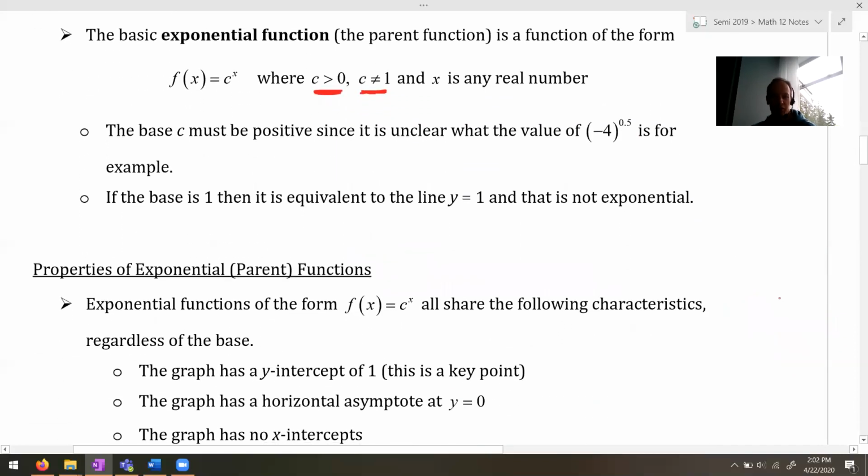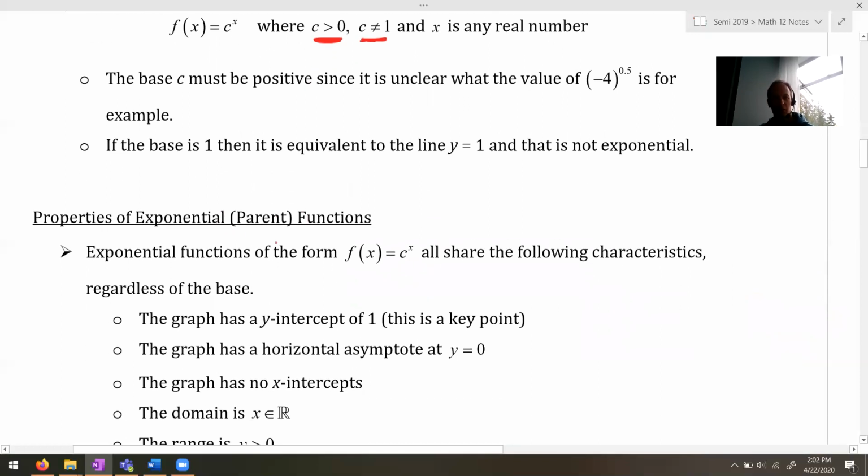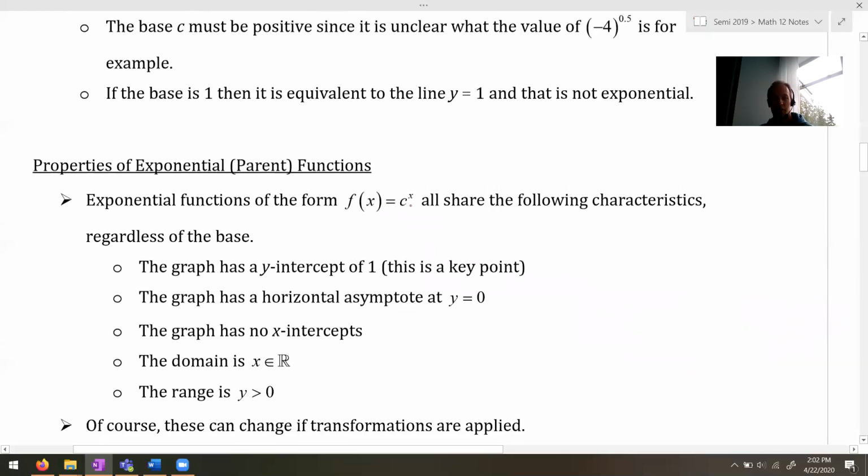Properties of these exponential parent functions. I'm saying this part right here because this is just talking about the parent. When we start applying transformations, all bets are off, but for now, we can talk about just regular parent functions like a number to the power of x. They all share the following characteristics, regardless of whatever the base is.